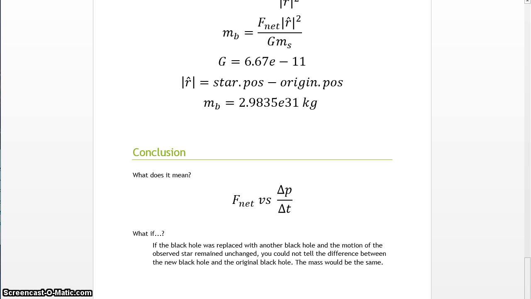What if? If the black hole was replaced with another black hole and the motion of the observed star remained unchanged, you cannot tell the difference between the new black hole and the original black hole because the mass would be the same. If the motion of the observed star remained unchanged, that would mean the Fnet would be the same. If Fnet's the same, then mass would be the same. If mass is the same, then you really couldn't tell the difference between the two black holes, because obviously we can't see black holes.